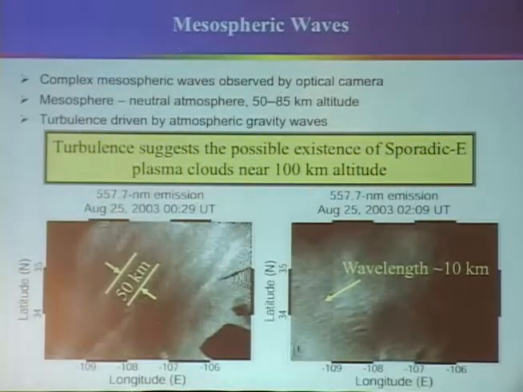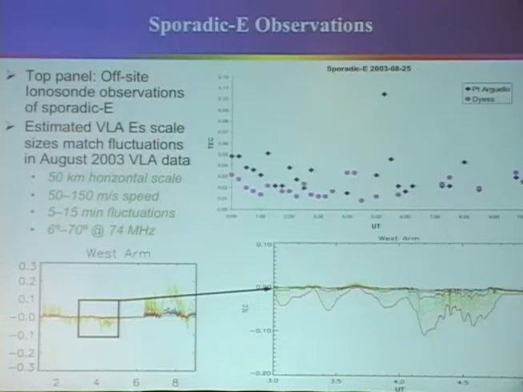And basically, this suggests that there's a possibility of sporadic E. Here are some examples of sporadic E measurements that were made with the VLA and correlated with measurements made elsewhere at Point Arguello and at Dyess Air Force Base ionosondes. So there was definitely sporadic E appearing that night.